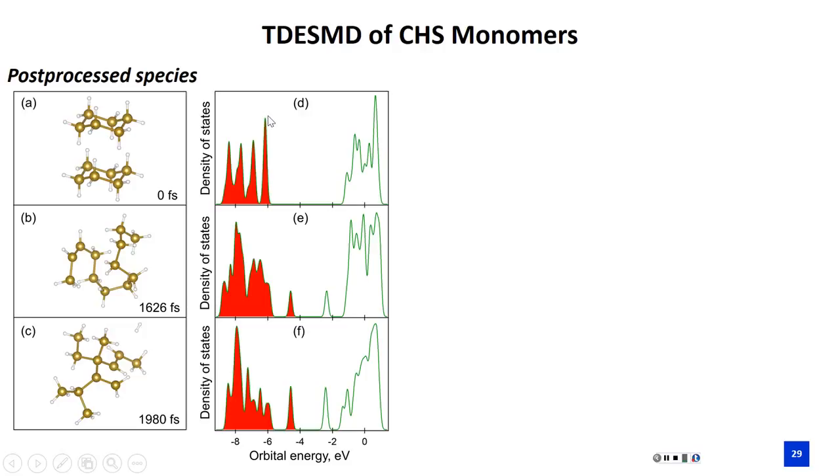We also find the band gap decreases with increasing reaction time. Initially, the band gap is about 5 electronvolts, but the band gap for the final product is about 2 electronvolts.